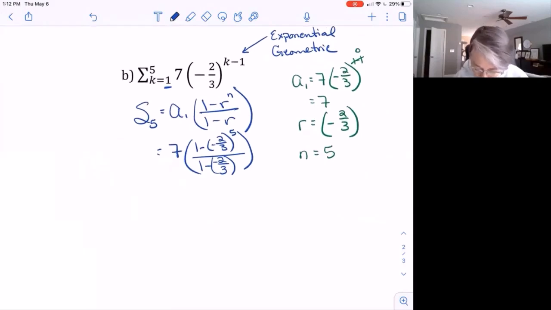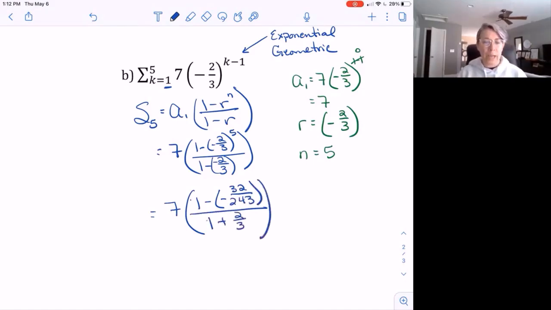And have a little bit more room here. So that gives us a 7 times 1 minus a negative 32 over 243 over 1 plus 2/3. So notice there's a lot of fraction manipulation here. At this point, if you need to use your calculator, go for it, but we still want an exact answer. Don't leave it as just some rounded decimal. These are all fractions. You can write your answer as a fraction.